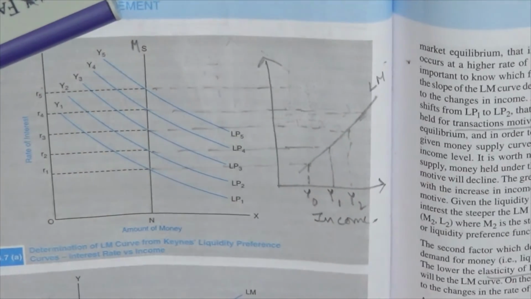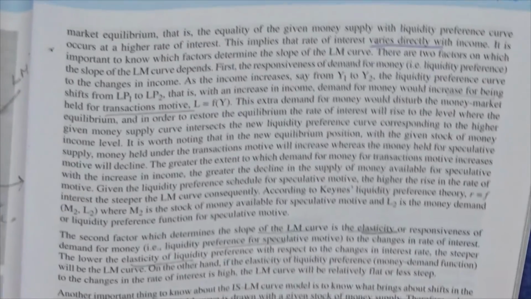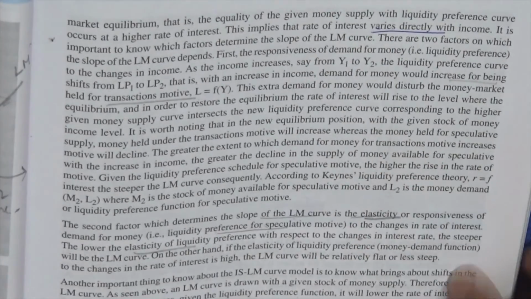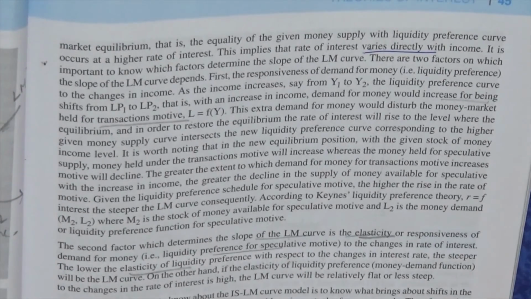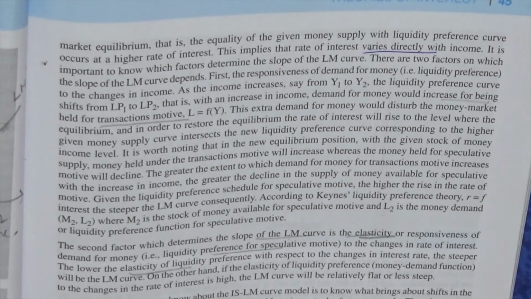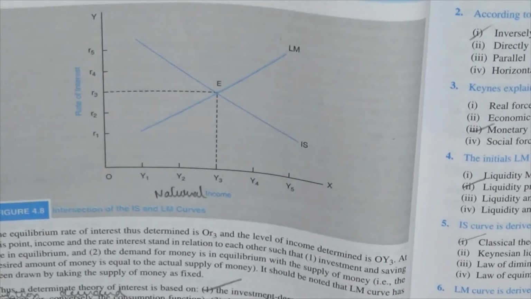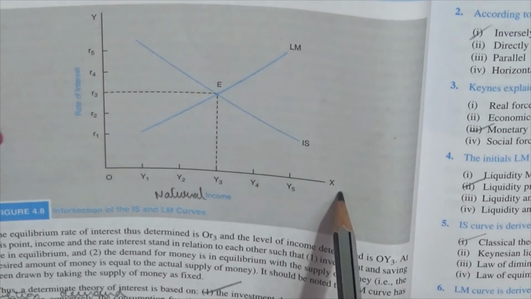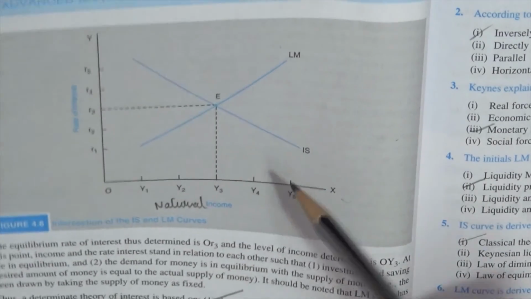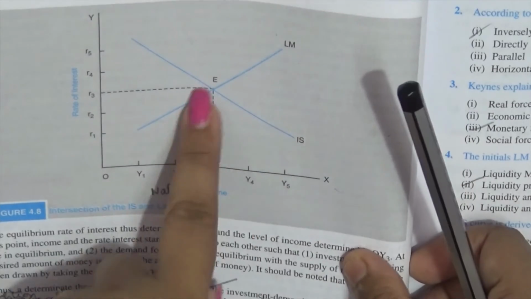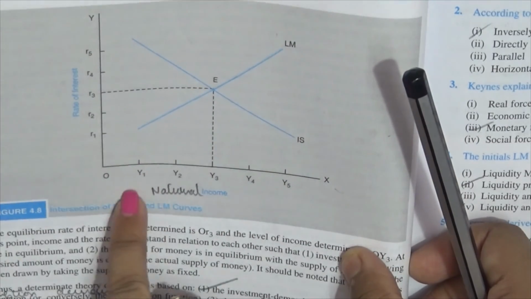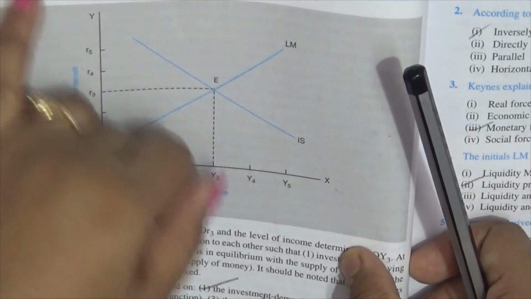You got this? This is only what has been written over here in this whole page which you are seeing. Whatever I have explained in the graph, you just give a reading, then you will be able to understand. So hence we are coming to the main graph, the Hicks and Hansen main graph, which has the IS curve and the LM curve. Here is the intersection point, national income in the x-axis, rate of interest in the y-axis.